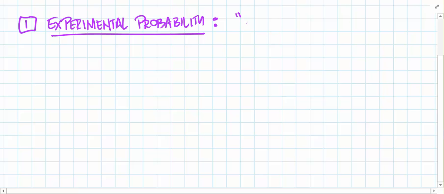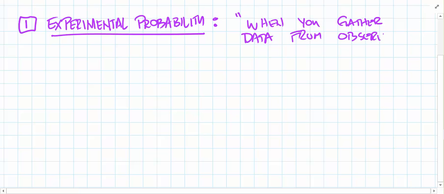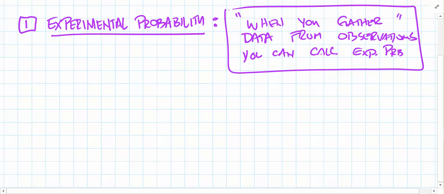So by definition, experimental probability is when you gather data, or data, however you want to pronounce it, from observations. Okay? From observations, you can calculate experimental probability. So the way I write that is EXP PRB. All right, so we're going to do a little experimental probability right now.